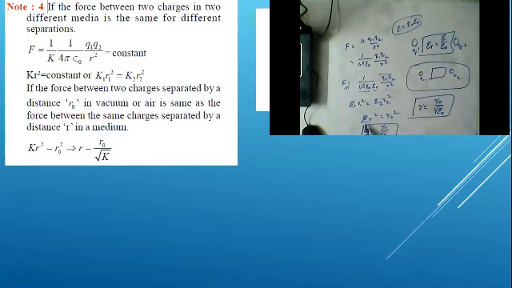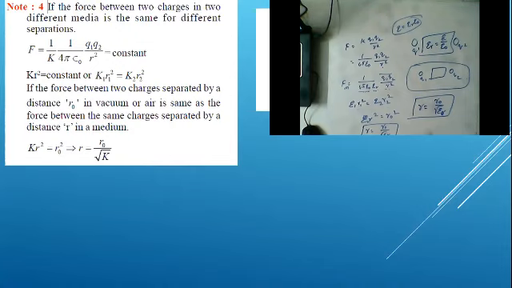Okay, and from this the effective distance can be written as epsilon R square is equal to R naught square. I'm equating the distances. What is the distance here? R square. And what is the distance here? Epsilon R square. So from this we can write R is equal to R naught by square root of epsilon R. So this is the effective distance of the dielectric slab.